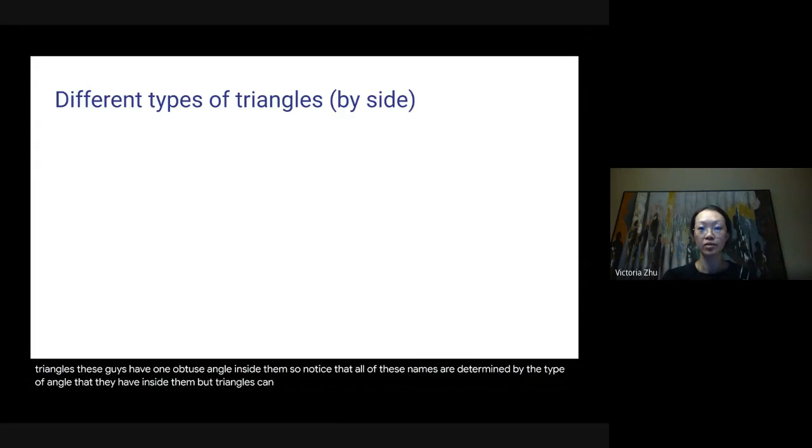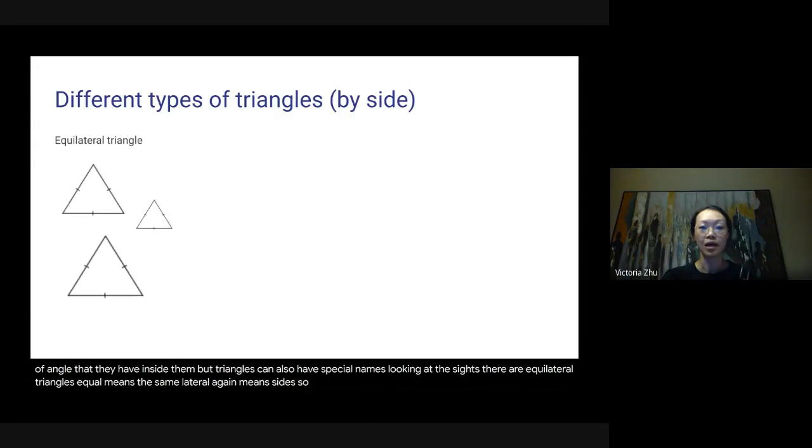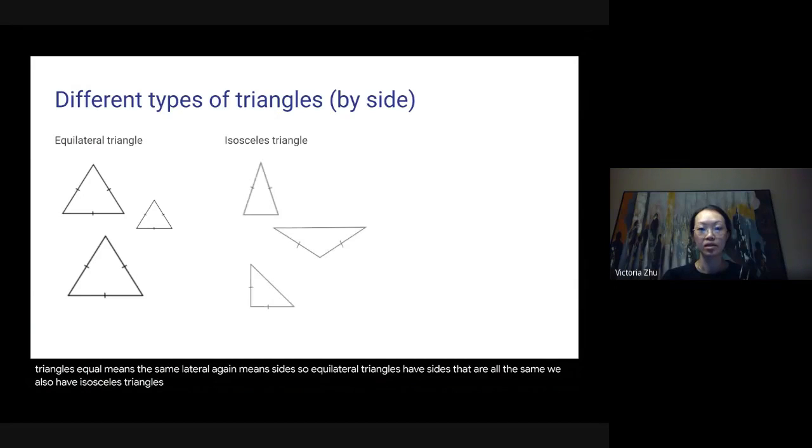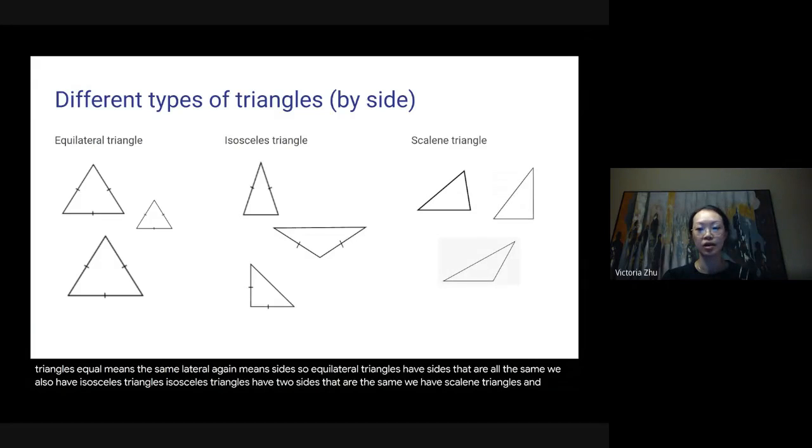But triangles can also have special names looking at the sides. There are equilateral triangles. Equal means the same. Lateral, again, means sides. So equilateral triangles have sides that are all the same. We also have isosceles triangles. Isosceles triangles have two sides that are the same. Finally, we have scalene triangles, and scalene triangles have no sides the same.